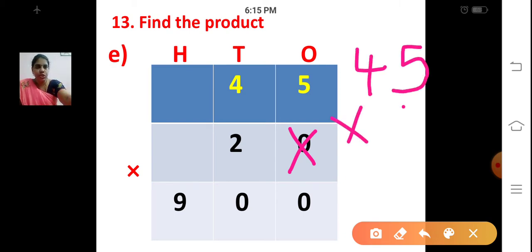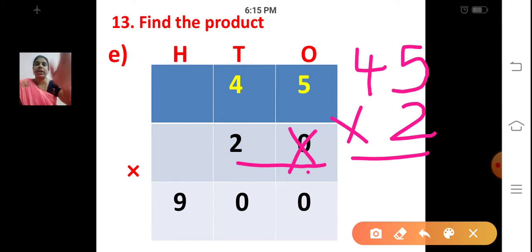See, 20 is a double digit number, right? So 0 is in the ones place and 2 is in the tens place. Just think that. So 2 is in the tens place. Now we are going to multiply 45 into 2. One answer we will get, right? And to the right of the answer, we are going to add one more 0. This 0 we are going to add at the last.